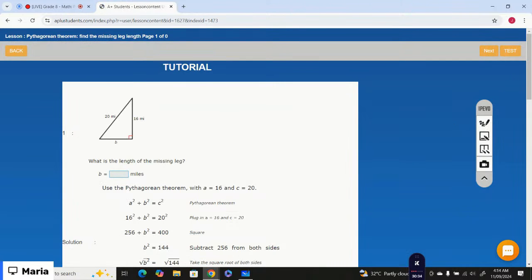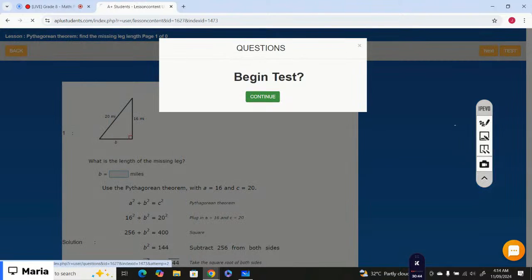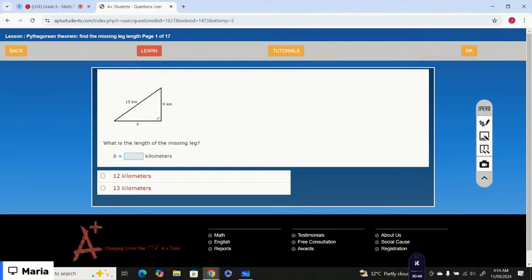Okay, so now I'm going to start with the test questions, right? You can have a look at the tutorial by yourself so that we can do more questions from the test. Let's just start. You can have a look at the tutorial by yourself later today. What is the length of the missing leg?